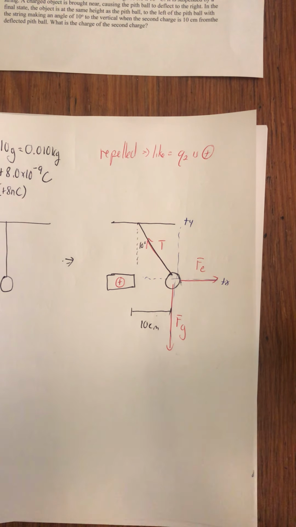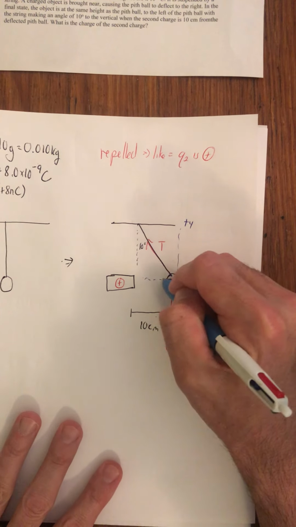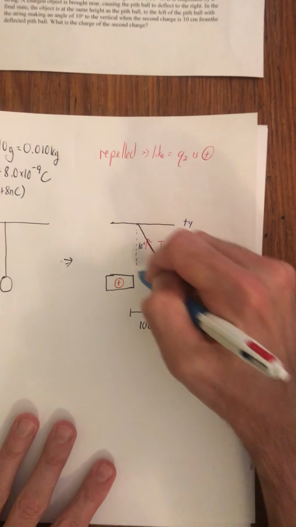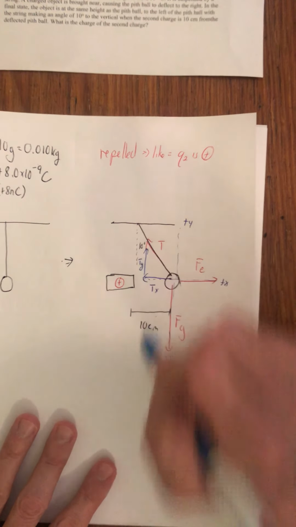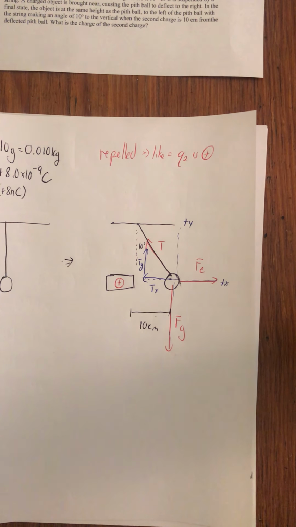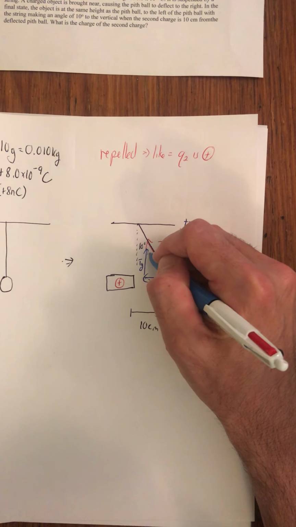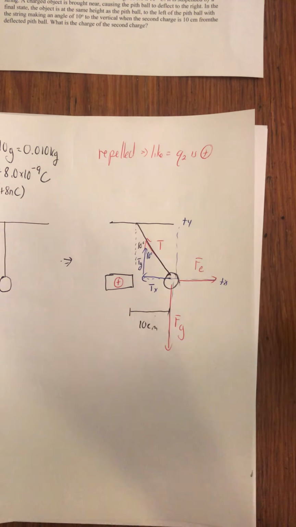Step 3, components. The tension's acting at an angle here, so I'm going to go Tx and Ty, right? Part of our same process. This should remind us a lot of the hanging sign problems that we did in November. We know that this angle here is 10 degrees.